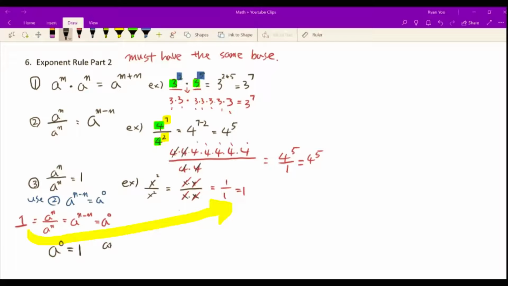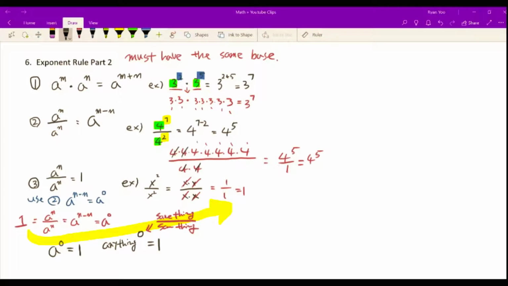Anything to the 0 power is equal to 1. So this 0 is not really a 0. It means it's coming from the same thing over the same thing. This 0 means it's not nothing. The exponent 0 actually means something. It's coming from the same thing over the same thing. So that's what we did pretty much last time.